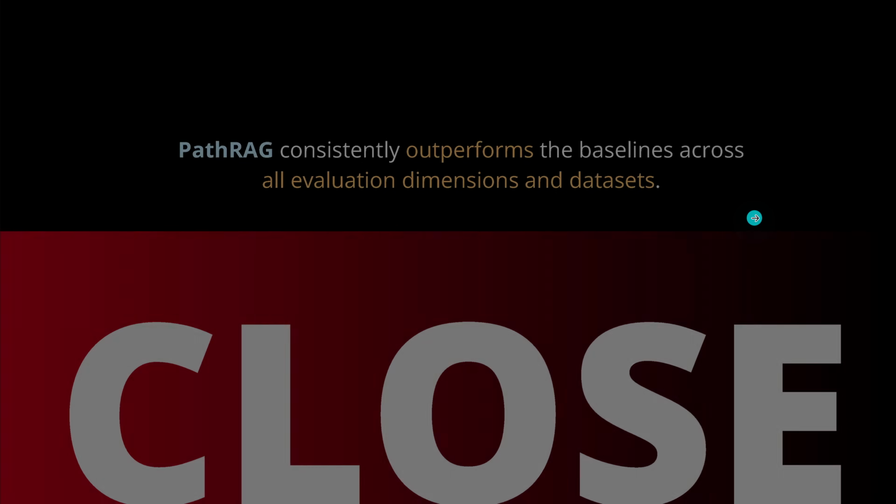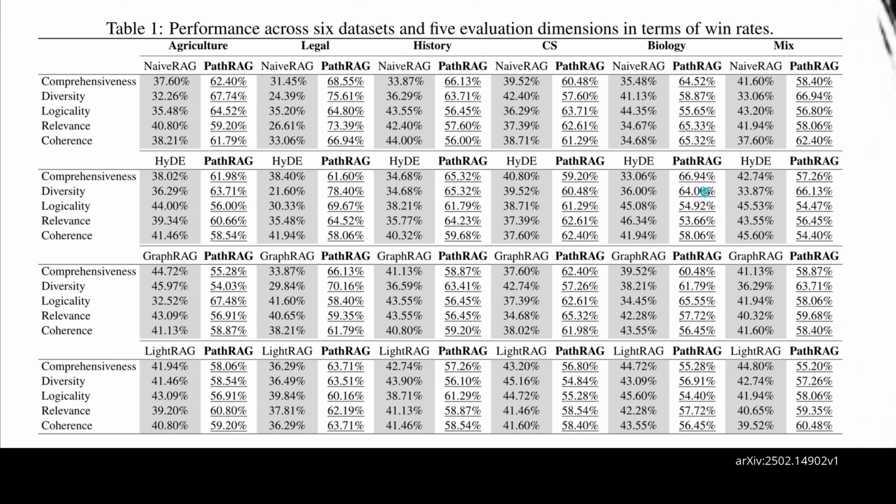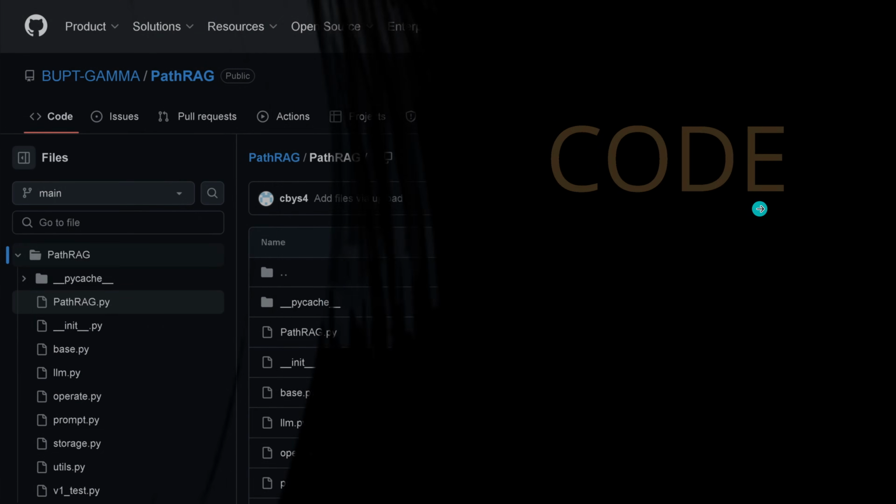Isn't this beautiful? Now, they ran all the evaluation tests and ablation studies and whatever, and they have the final result. PathRAG, this latest evolution in the GraphRAG system, consistently outperforms the baselines across all evaluation dimensions on all data sets. And here you have the data for you to check yourself. Those are the 5 dimensions of the evaluation. And then we have the data sets: agriculture, legal, history, CS, biology, and a mix. So if you run all the tests, beautiful. PathRAG is great. Let's look at the code.